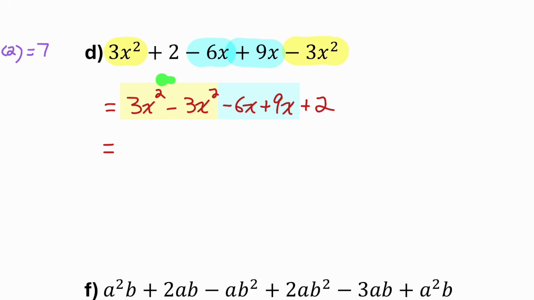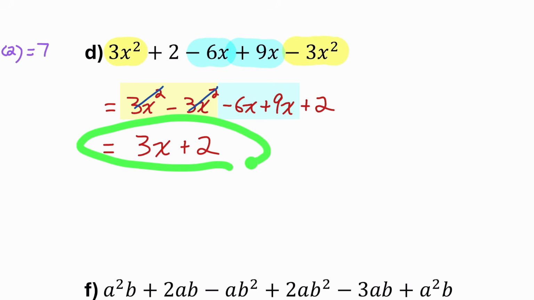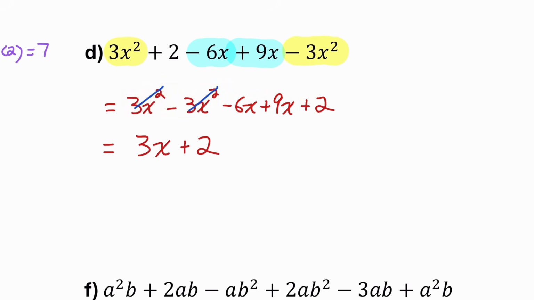Now collecting the like terms, I have 3x squared minus 3x squared, which is 0x squared, which is just 0. So I don't have to write that. They cancel out. But collecting negative 6x plus 9x, adding their coefficients, negative 6 plus 9 is 3, and then keep the variable part x, and then plus that constant of 2. And that's my simplified final expression. I can't collect 3x and 2 together because they're not like terms. Now let's do 2 more.